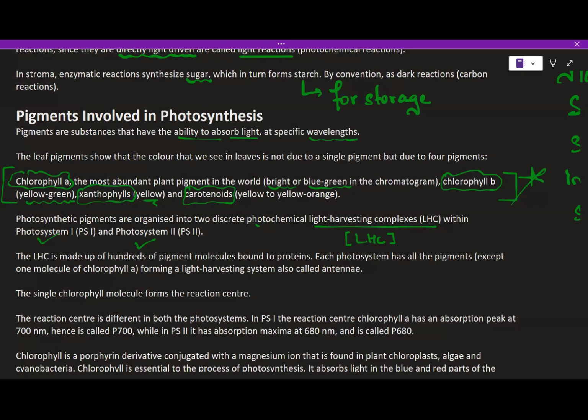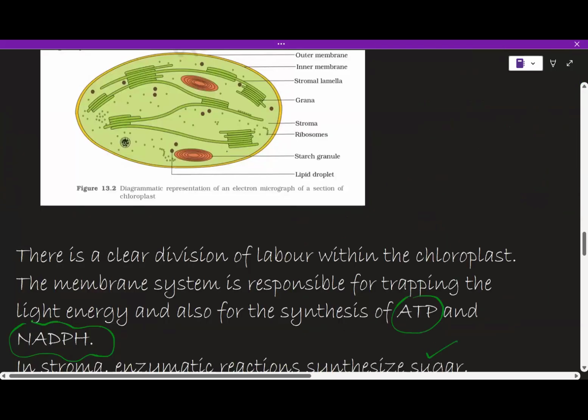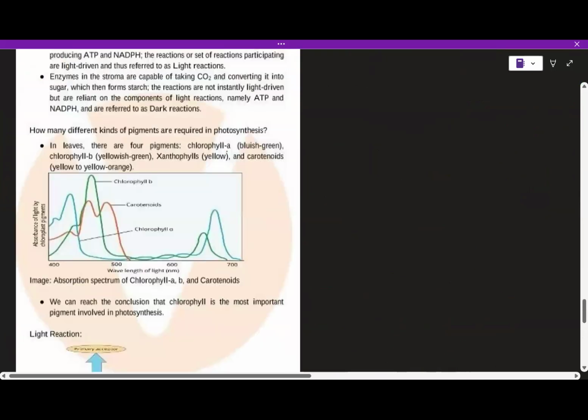Any doubts? No, mom. Okay. All right. Now you people note down till here, then we'll move forward.